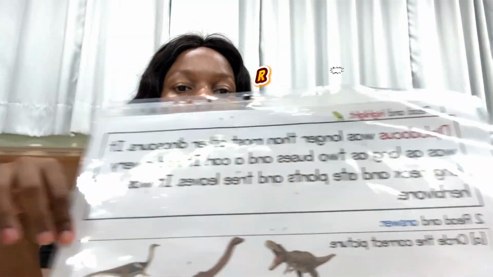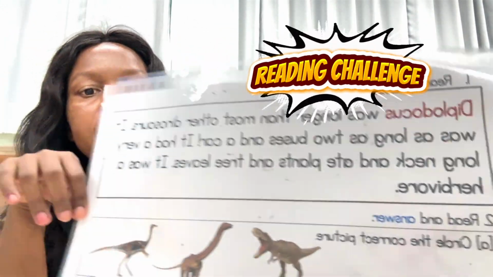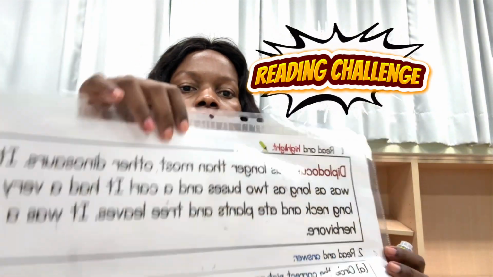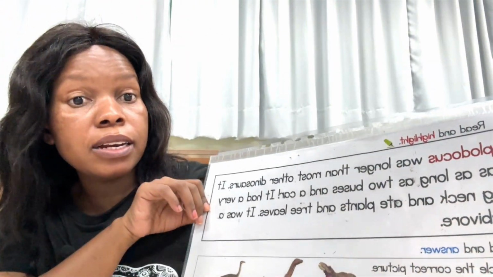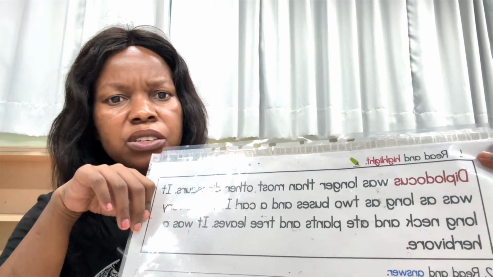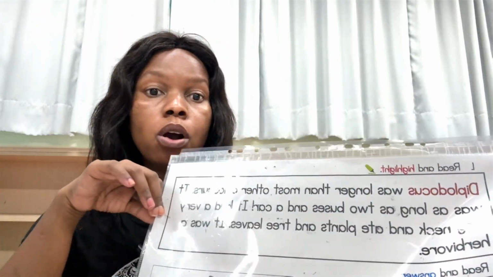Okay, let's move on to the next one. This one is just a reading challenge. I just call it a reading challenge. I have parts of the story. This one in particular was talking about dinosaurs. I think we had 6 dinosaurs. This is just one part of the story.